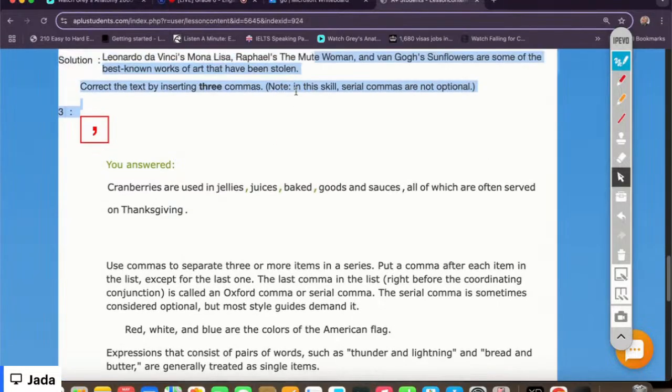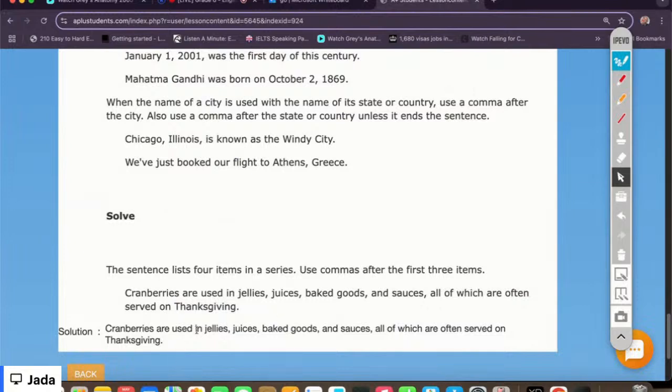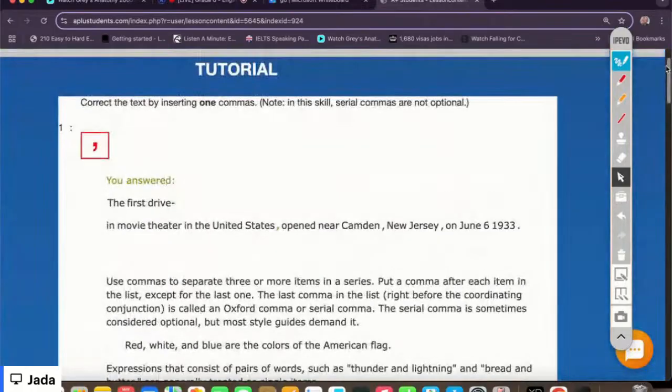So we have this one over here. You have to insert three commas. We have: cranberries are used in jellies, juice, baked goods, and sauces, all of which are often served on Thanksgiving. So you have to correct that. So what is the right one here? We need to have a comma after each item of the series, okay? And that's it. Okay.